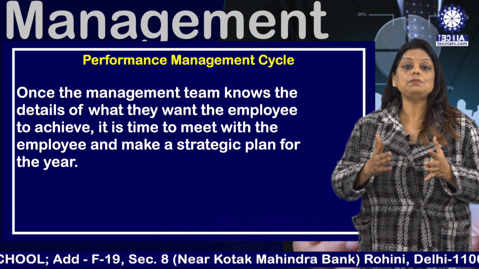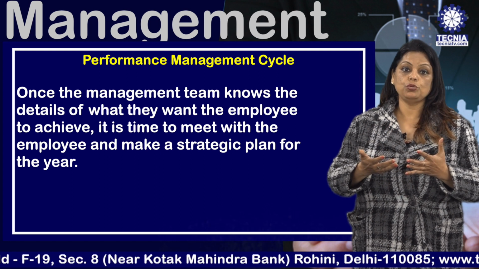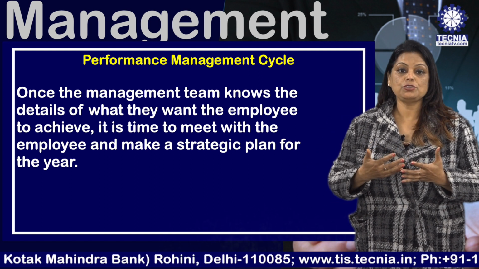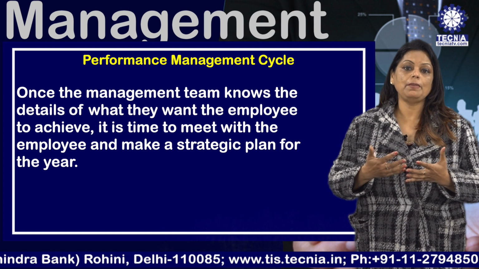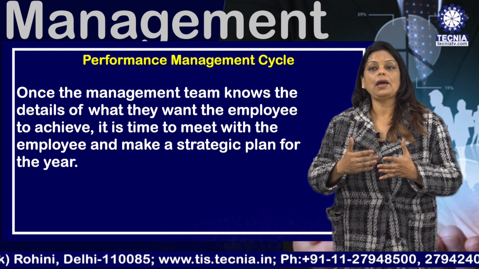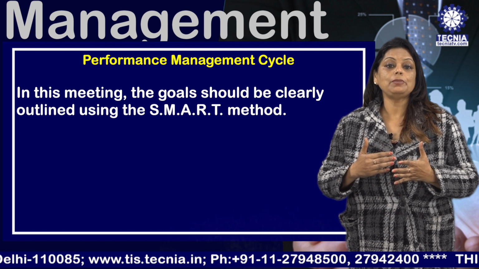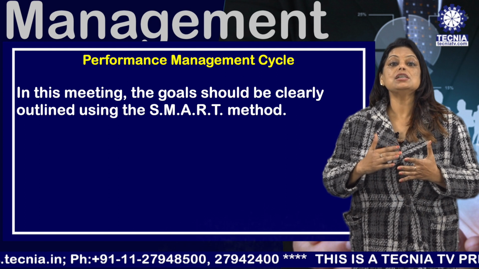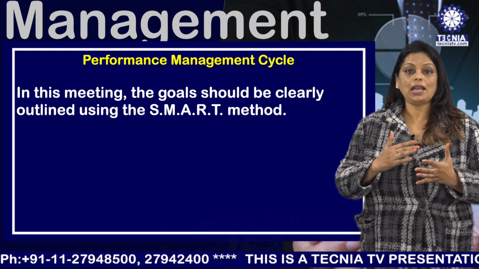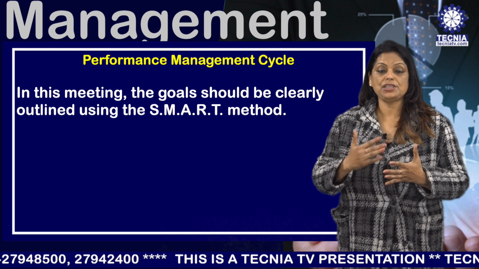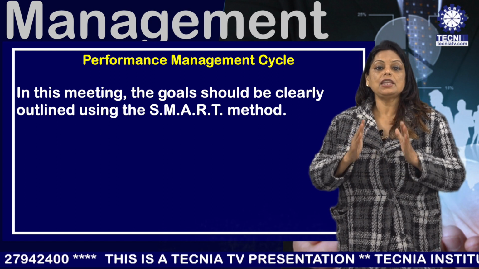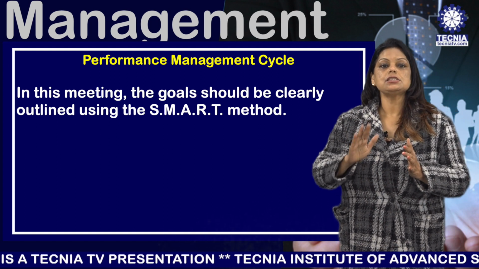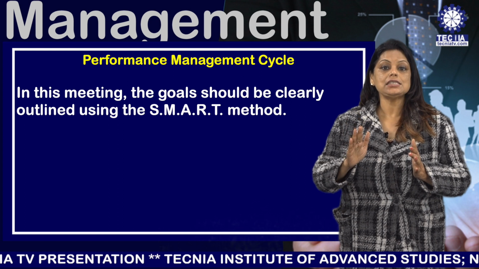Once the management team knows what they have to do, how they have to do it, and what is the time to meet with the employee, and their target of the performance which is given to them, accordingly they make a strategic plan for the year. So in this meeting, the goal should be clearly outlined with the concept of the SMART objective. Whenever any company is giving the goals, objectives and targets to the employees, they follow a pattern which is called a SMART pattern.